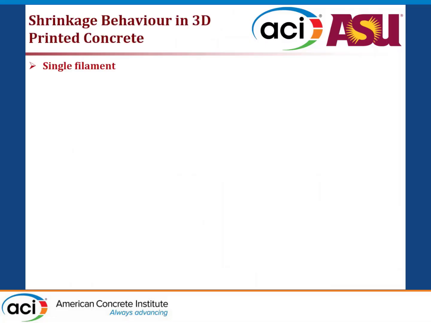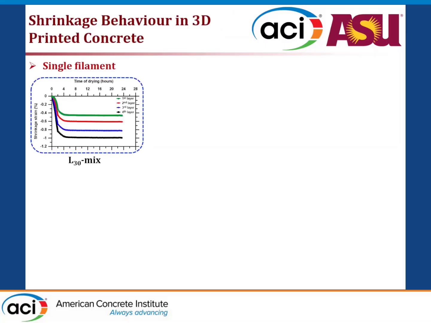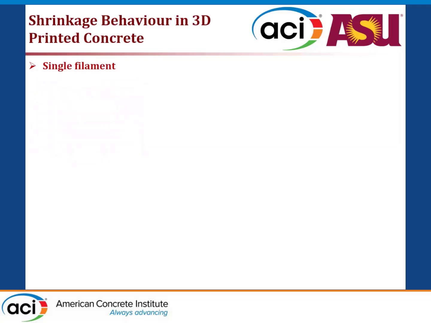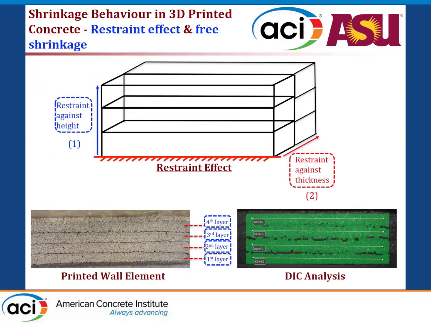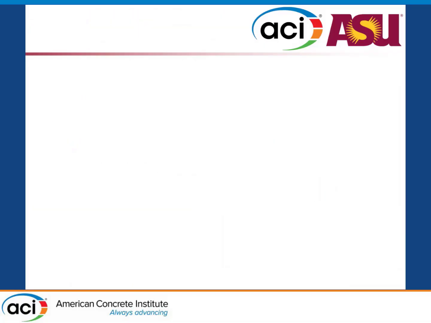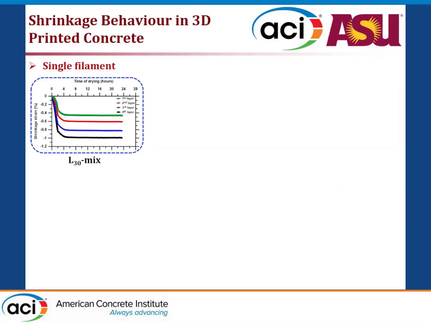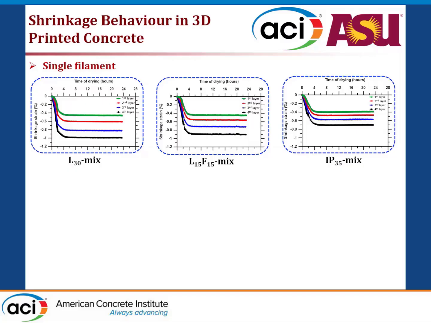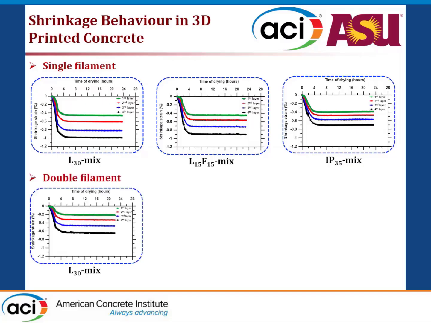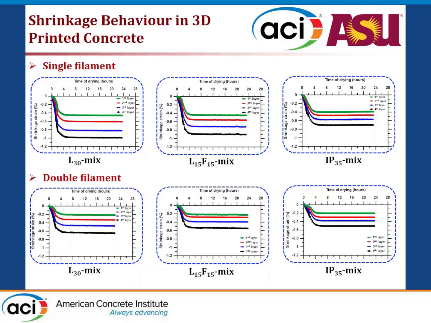With this, we did again single filament. When I say single filament, it's 4 layers with one single width thickness. For the sake of completion, the filament dimensions are 30 mm height and 30 mm wide. We did one single filament for the 3 mixes that I showed you before, and we did double filament. When I say double filament, it's basically 2 filaments side by side and 4 layers on top of each other.